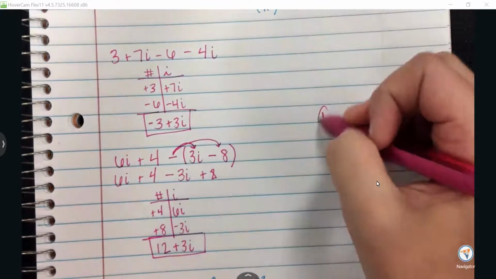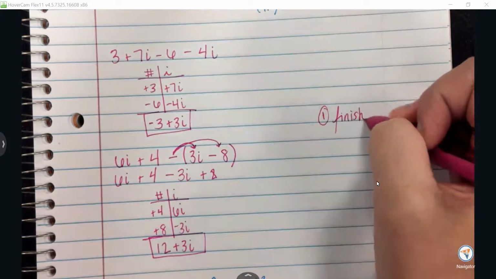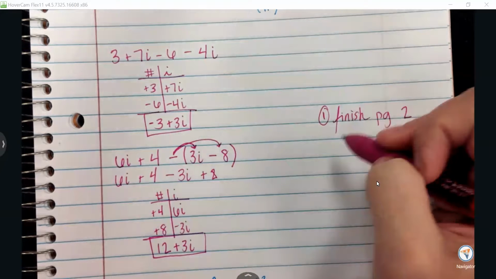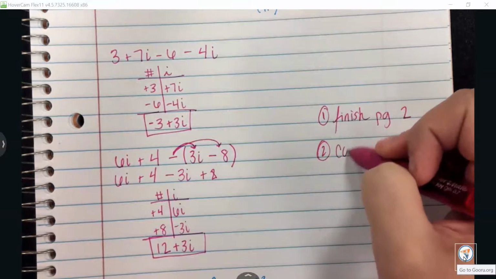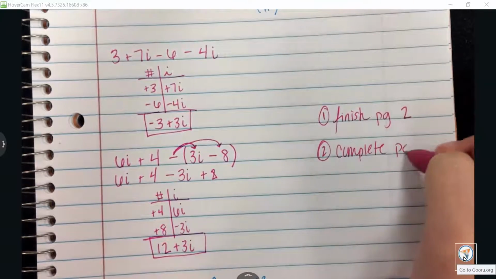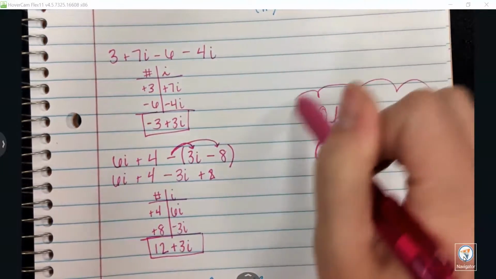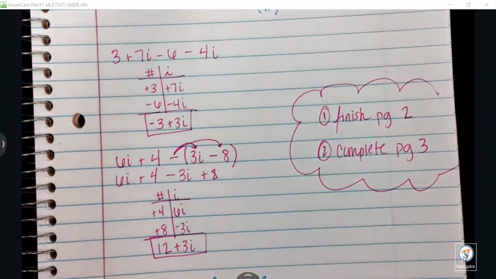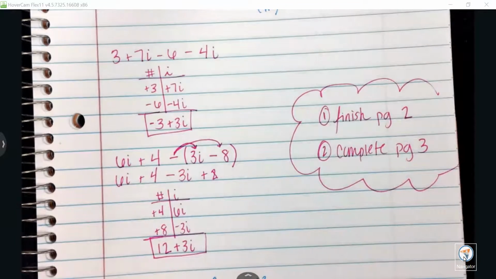Okay. So number 1, your assignment, you better finish page 2. If you do not have page 2 finished, you are an entire day behind. Assignment number 2 is to complete page 3. You should be able to finish today and have me check it off. If I check it off before you leave, then you may either work on your retest material or something from another class. Questions? Then let's get started.